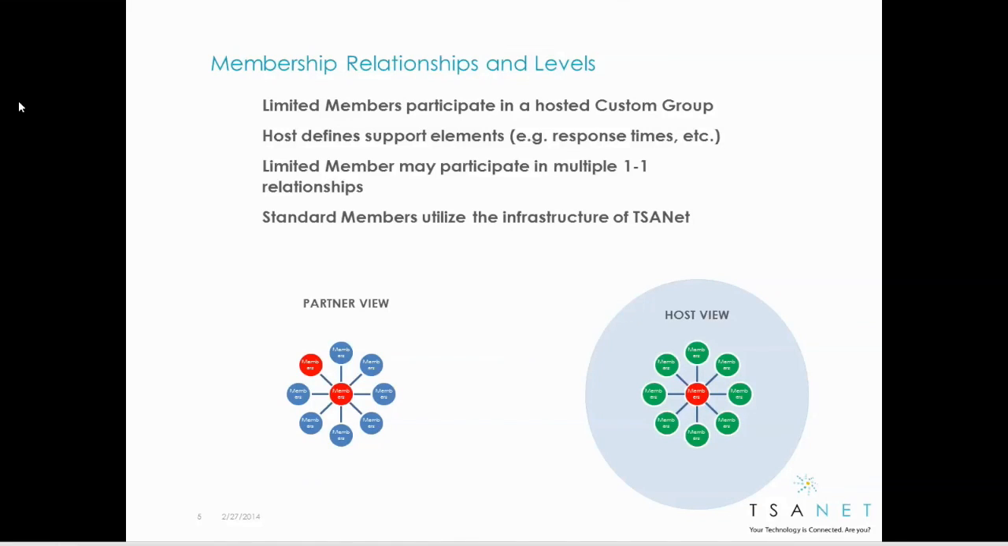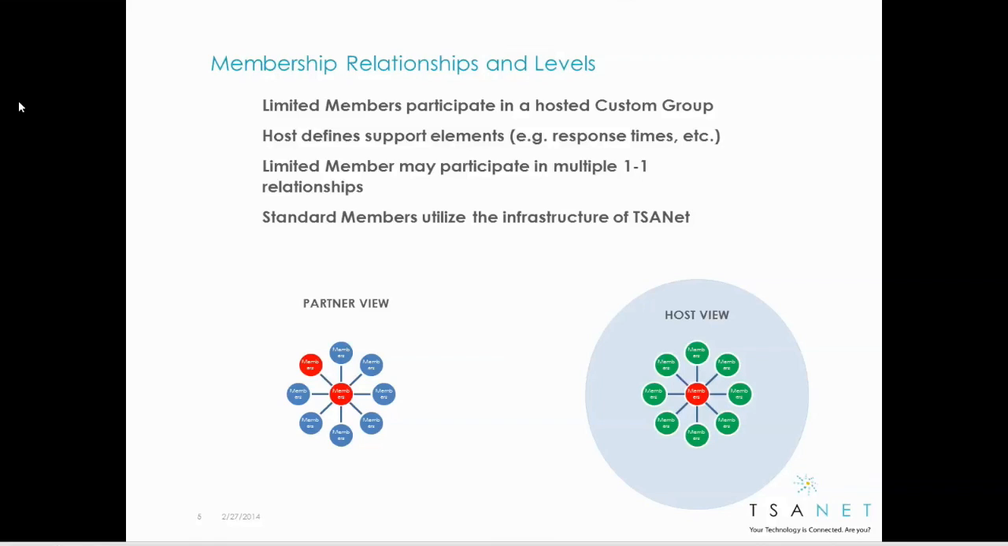What's happened in this next slide is that we've gone into the ability for our members to use this, again, more as an infrastructure. We call this a custom group, and we offer our standard members the ability to create a one-to-many relationship from their perspective, and from the partner view, a one-to-one relationship. So the limited member coming in works under the support elements, not as a group has decided, but as that host has decided. The host decides, is it a 24/7 relationship? What are the SLAs? What are the requirements for me to engage and collaborate? So each one of you will be operating under a different, what we call addendum, that is going to define what those support elements are.